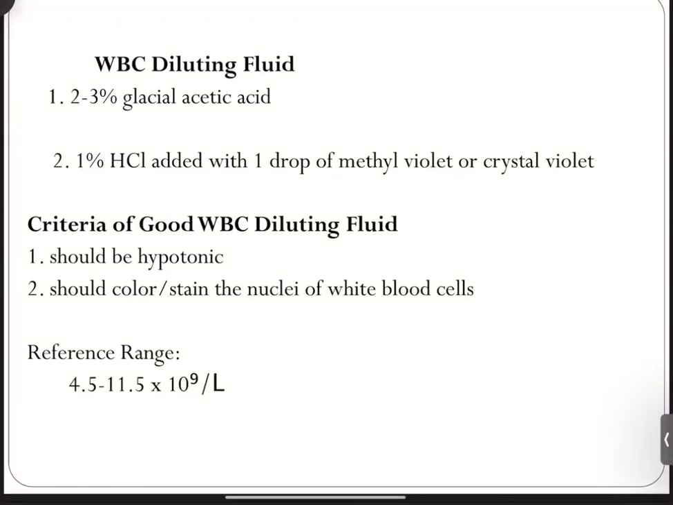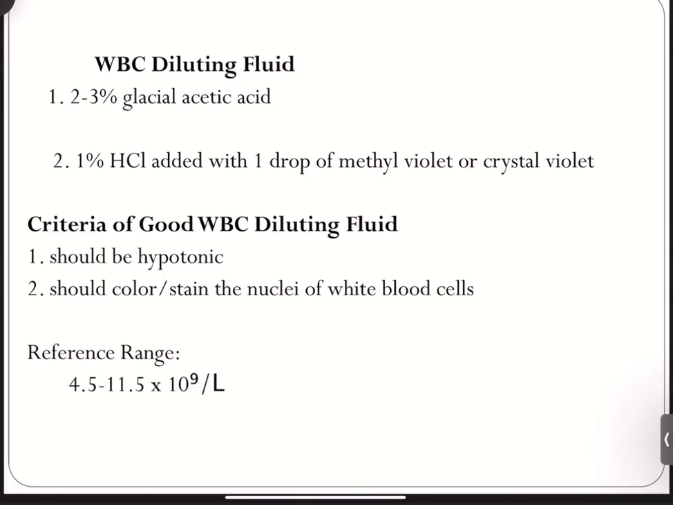Okay, we use diluting fluid such as glacial acetic acid 2%, 2 to 3%, or 1% hydrochloric acid with 1 drop of methylene violet or crystal violet. Criteria for a good WBC diluting fluid: it should be hypotonic. Why? To lyse your RBCs. The hypotonic solution lyses your RBCs, while your WBCs remain unharmed. It should also stain the nuclei of your WBCs to differentiate them from the RBCs.